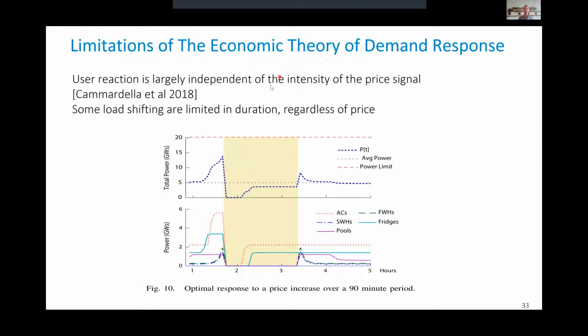So we see two things. We see that load shiftings are limited in duration, and this is regardless of price. Even if the price is low, the air conditioners have restarted. And second, the user reaction is largely independent of the intensity of the price signal. It is not because the price has reduced by 50% that we reduce for 20 minutes. It is because the price has reduced that we reduce and stop the air conditioners for 20 minutes. So it's a fairly binary response. We reduce or we don't reduce, and for a limited amount of time.